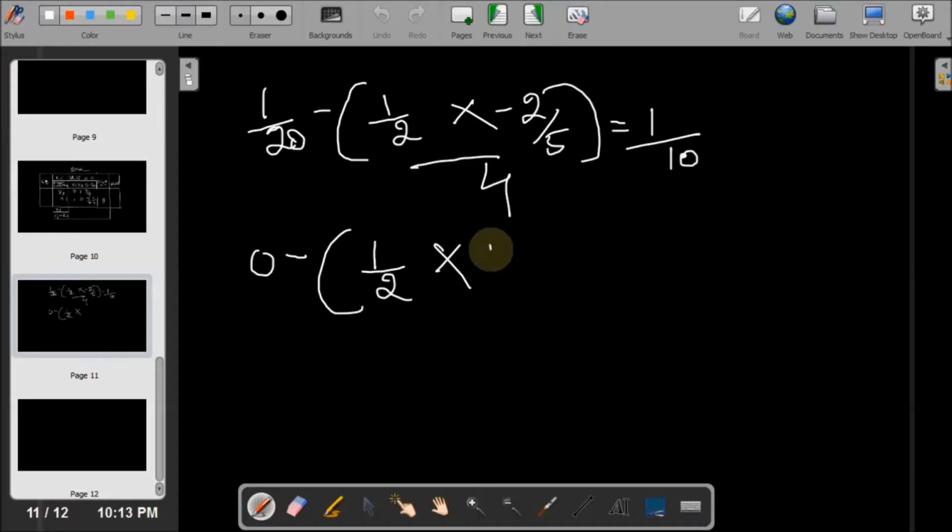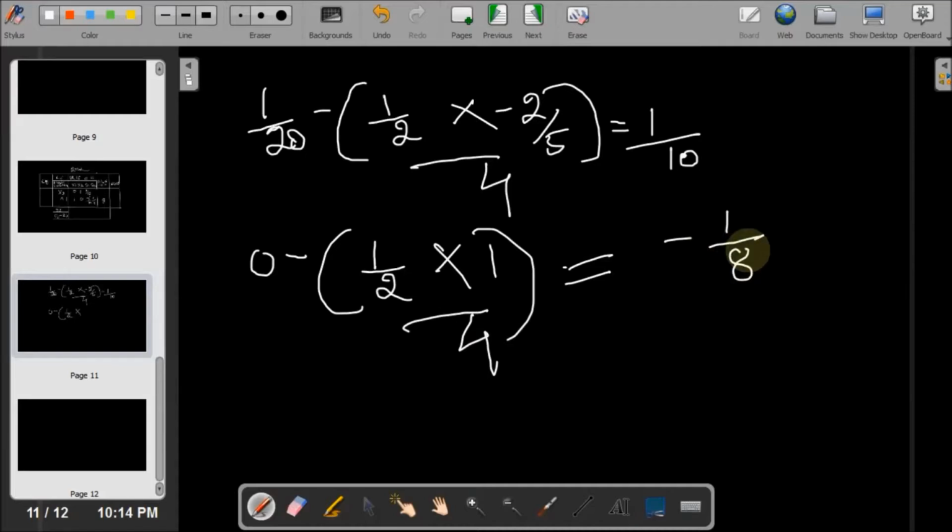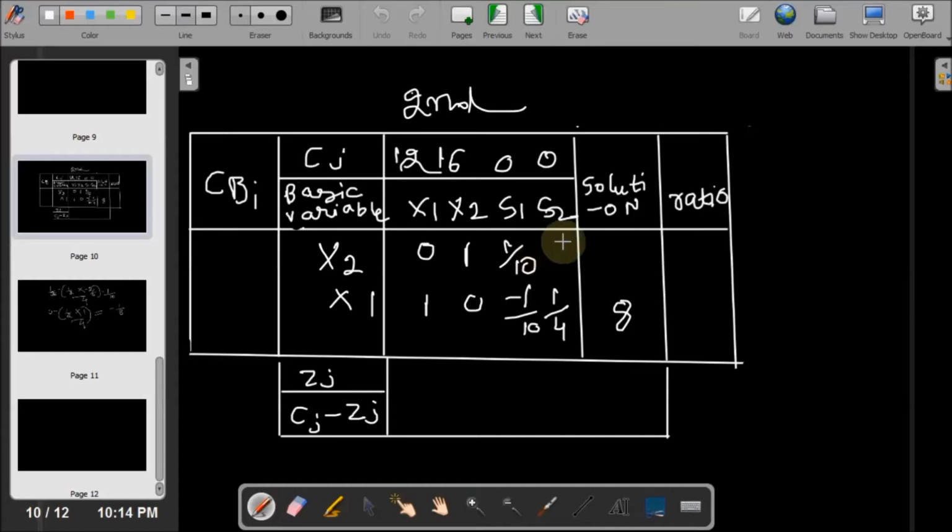So what is the key element? 4. That remains the same, you know that. So now what is the value? So value will be minus 1 by 8. So I'm directly writing that, but you can calculate that. Minus 1 by 8. So now I will write that value here. So what is the value? So minus 1 by 8. Getting guys? Now solution value also you have to find out, right?